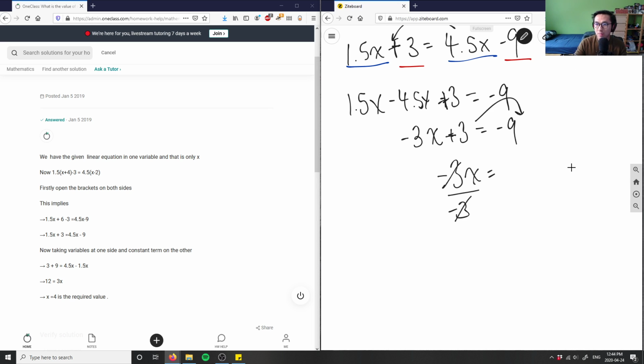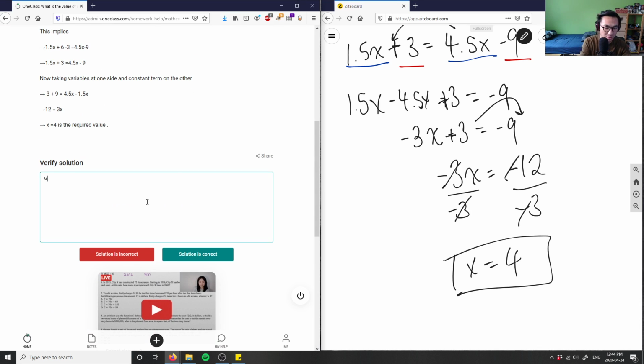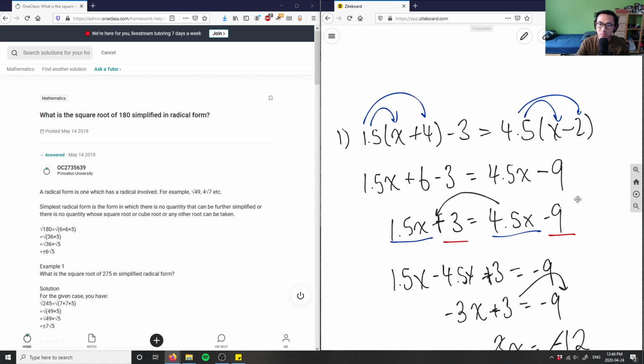My bad. So I have negative 9 minus 3, which is negative 12. I'm dividing both sides by negative 3. These negatives cancel out. 12 divided by 3 would be 4. So x equals 4 is our answer, and they got that as well. So this here is a great solution and analysis. The solution here is correct. Okay, let's do question 2.